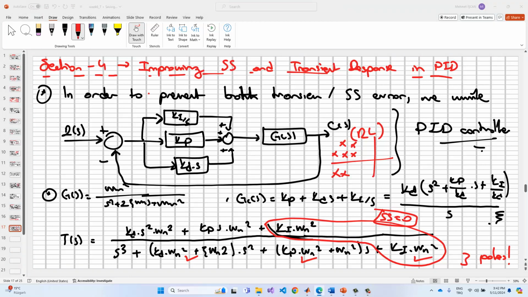Okay, in the next lesson we will create an example of the PID controller. Okay, guys?